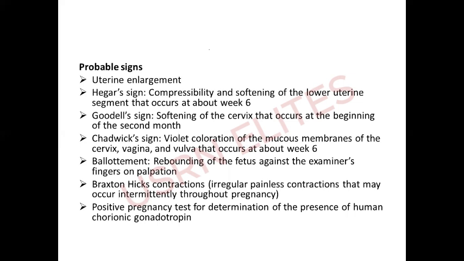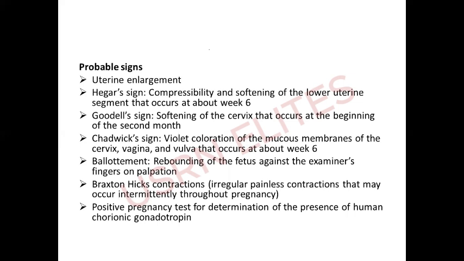So we have one which talks about softening of the lower uterine segment, which is the Hegar sign. We also have the Goodell sign, which is softening of the cervix. Then we have the violet coloration of the cervix, the vagina, and the vulva, which is also the Chadwick sign. Then we have Ballottement, which is a rebound of the fetus against the examiner's fingers during palpation. And you can also elicit this when you do your palpation.